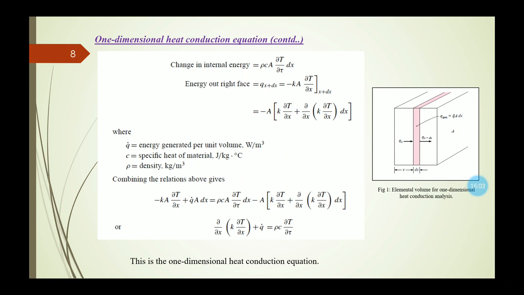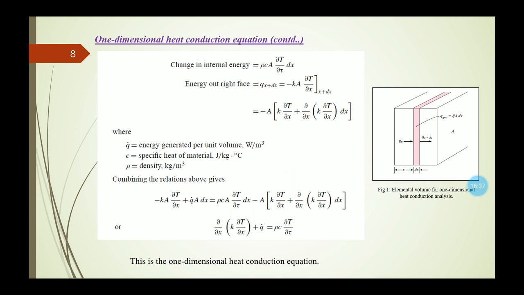Now, how do we write the expansion of this equation? From our concept of Taylor series, we know f(x plus h) equals f(x) plus f dash (x) into h, up to two terms. So using that Taylor series expansion, we have written the expansion of this Qx plus dx, which is the energy out in the right face of this elemental volume.